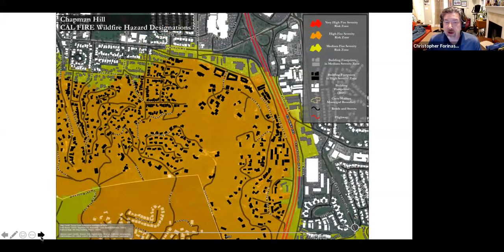Similar information for Chapman Hill. Here, it's the close-up showing specific building locations, and we have Chapman Hill primarily over to the left side of the screen here. Next slide, please.